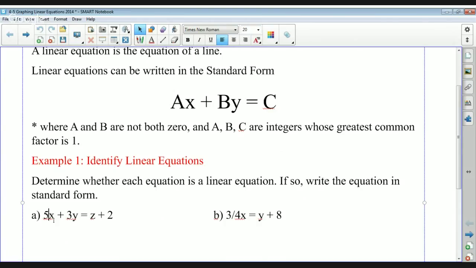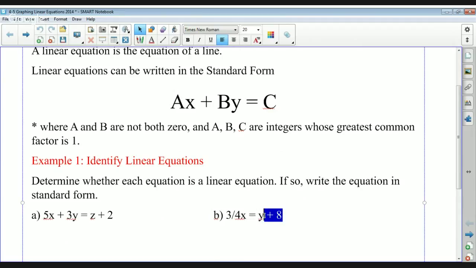Well, if we look at this, we do have the 5x, so 5 would be our A with our x value. We have a 3 that acts as our B because it's with the y, equal to z plus 2. Here's the trick in this problem, this z. In a linear equation, you can only have an x and a y. So because of having this simple letter z in our equation, this is no longer linear. So our answer to this would be no. There are 3 variables.